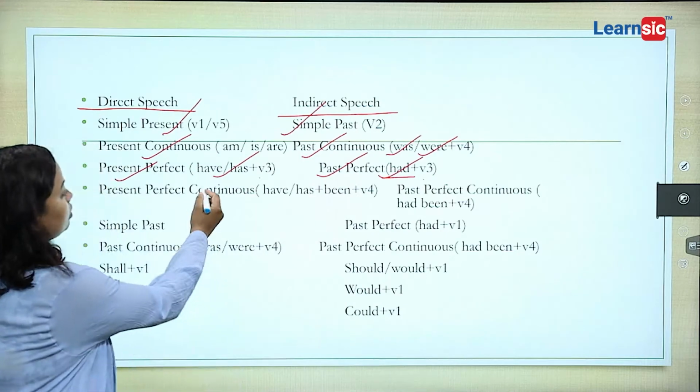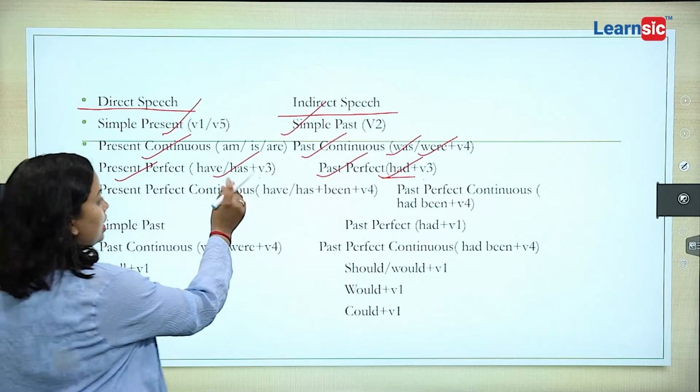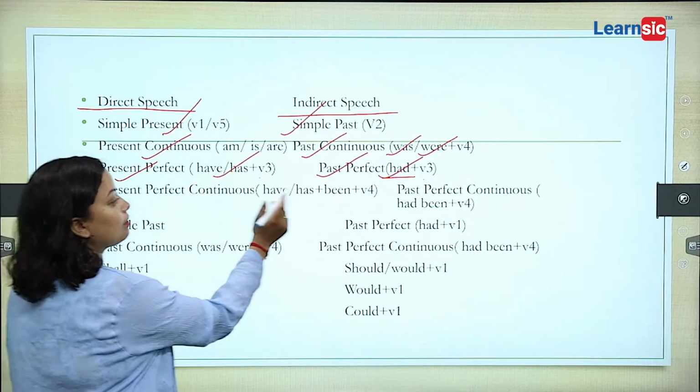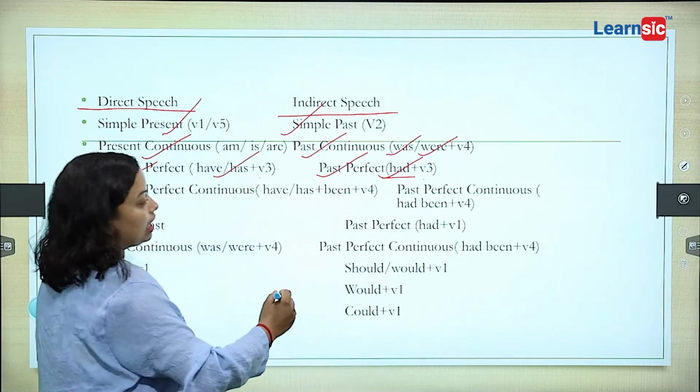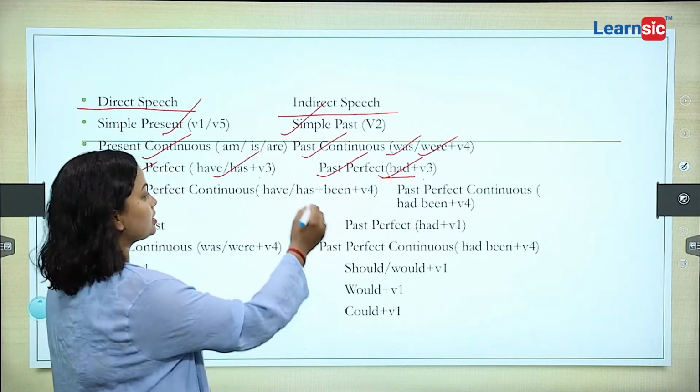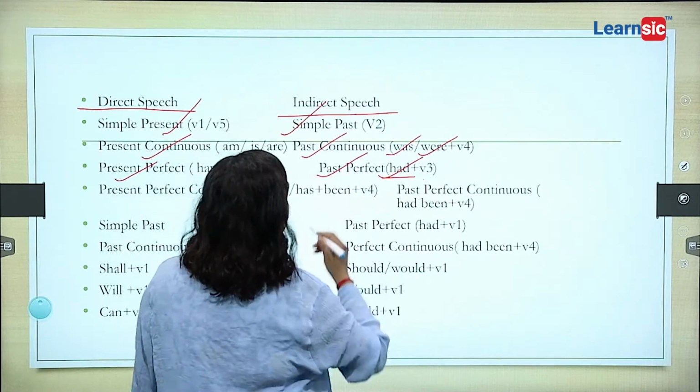So here will be two options, have or has, and these two, have or has, will have only one option, that is had, and we are going to put the same verb 3 past participle form here.